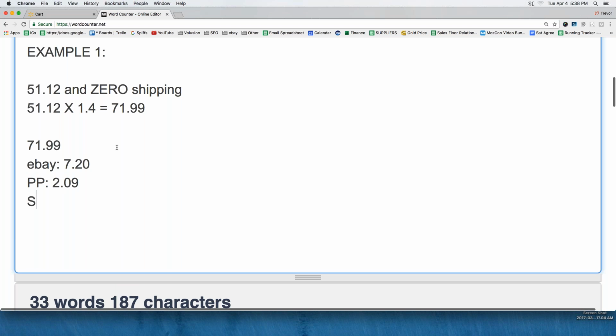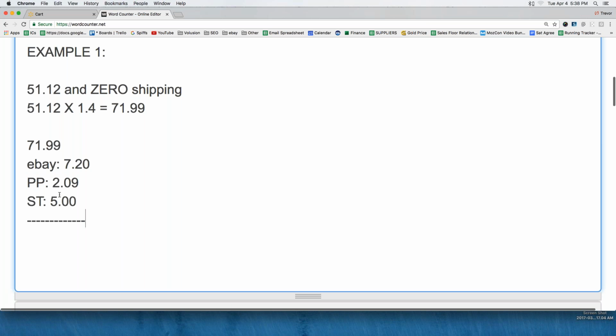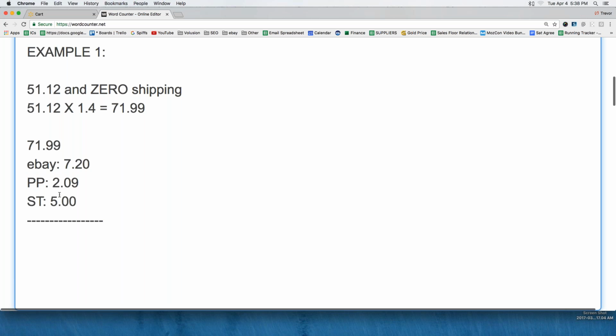Sales tax. We had an estimate there of $4, but I usually take your original price, $51.12, and multiply that by about 10%. So I'm going to estimate sales tax around $5. We don't actually know what it's going to be, because it really depends on where the item's being shipped. So $7.20 plus $2.09 plus $5 equals $14.29 in fees.